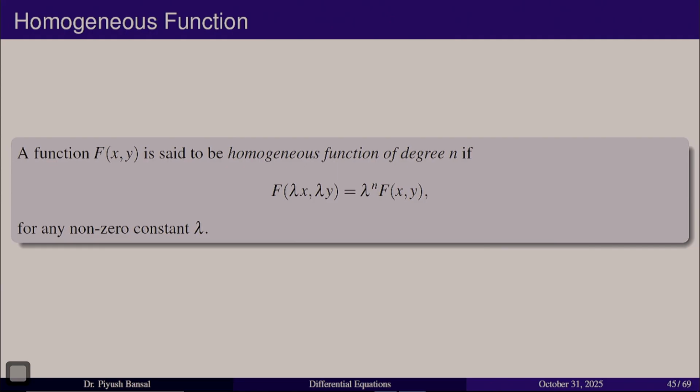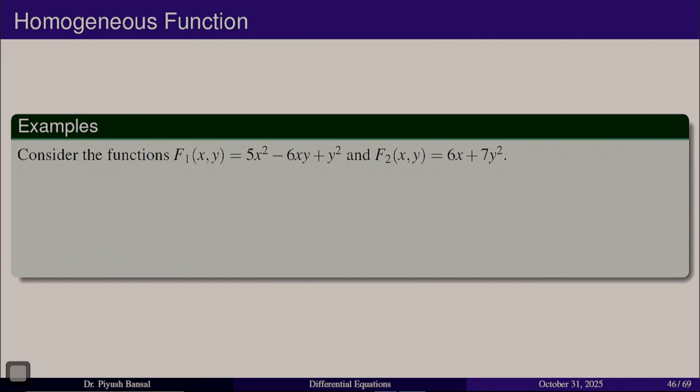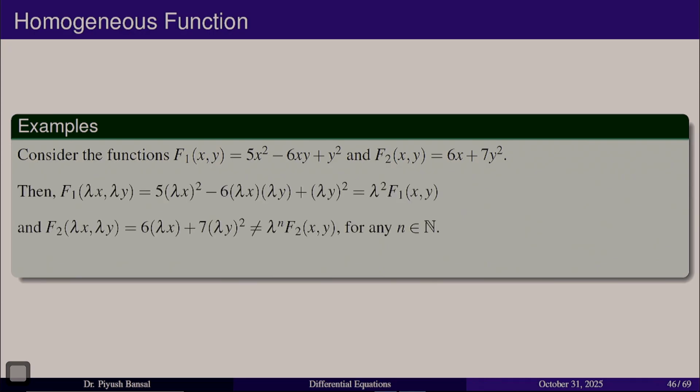Okay. So, let us understand the definition with the help of some examples. If we consider the functions f1(x, y) = 5x² - 6xy + y² and f2(x, y) = 6x + 7y², these are the two functions. Let us check which one is homogeneous and which one is not. The idea is simply to replace x with λx, y with λy. In the first case, f1(λx, λy) will give me 5(λx)² - 6(λx)(λy) + (λy)².